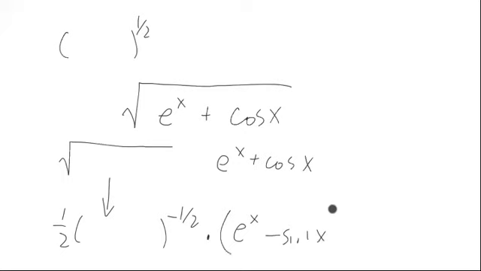And these are multiplied. Then what goes in here? Exactly what went in here before. E to the x plus cosine x. And that is the derivative of this.